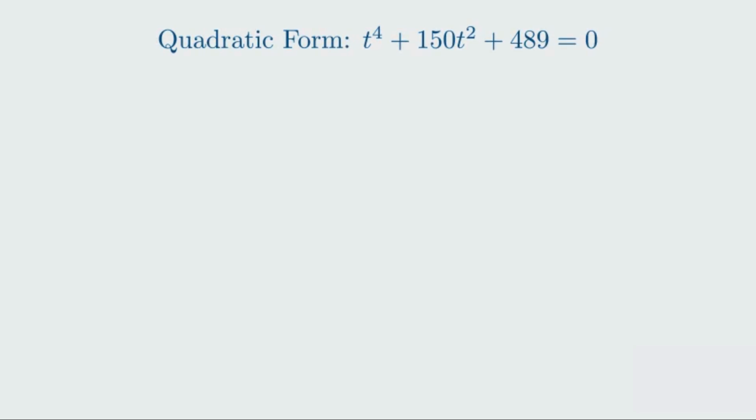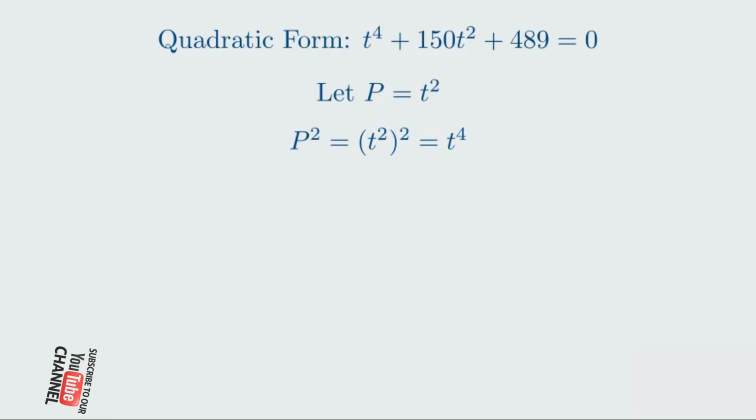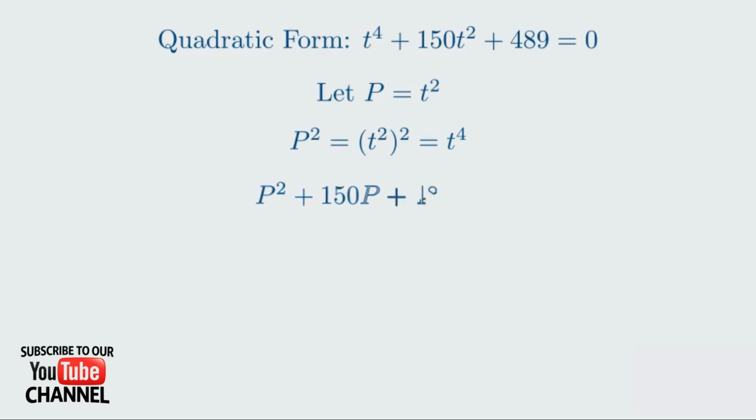Let's introduce a new variable, say p, and let p equal t squared. So, if p equals t squared, then p squared would be t squared squared, which is t to the fourth. Now we can rewrite our equation in terms of p. T to the fourth becomes p squared, and t squared becomes p. Our equation becomes a standard quadratic. P squared plus 150p plus 489 equals 0.